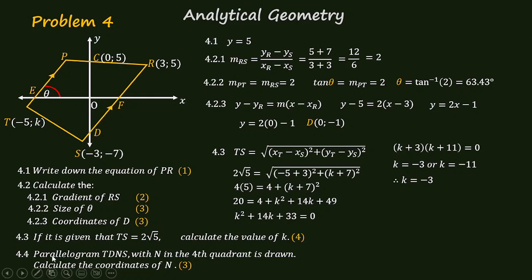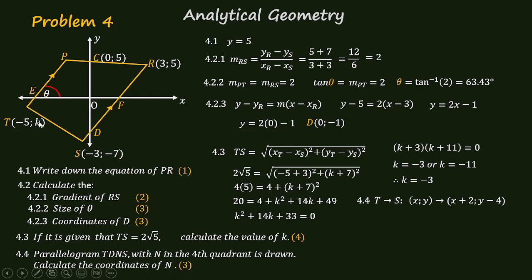4.4. We are told that there is a parallelogram TDNS, where N is in the fourth quadrant somewhere here. We can't even see it. Now we are required to calculate the coordinates of that N. So what we are going to use is translation. We can use the translation method where we translate points in order to find the missing coordinates by just looking at how we moved.